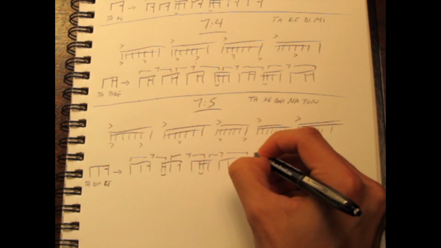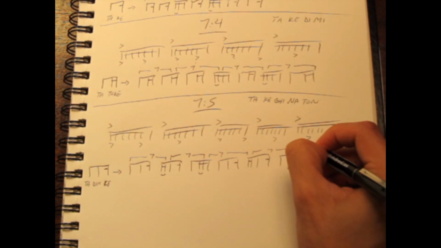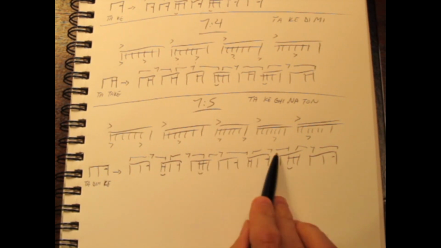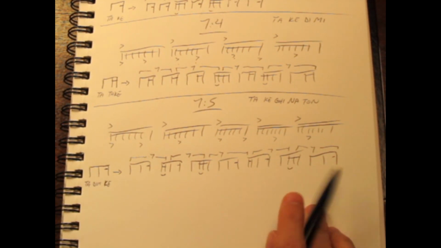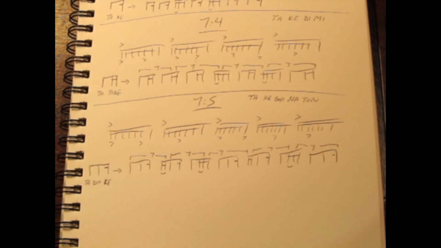This one ends there. It's a little messy, but you get the idea. 1, 2, 3, 4, 5 groups of 7. 1, 2, 3, 4, 5, 6, 7 groups of 5, thereby creating a 35-beat cycle.